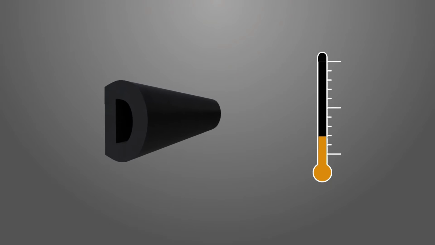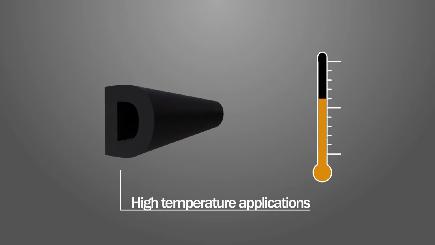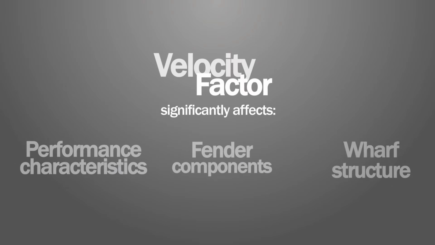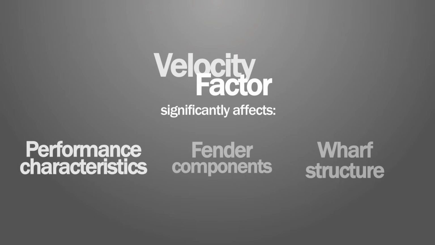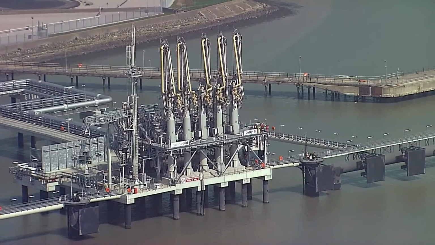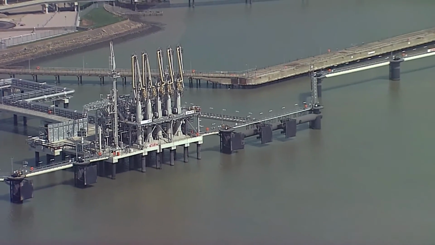Synthetic-based rubber is commonly used in marine fenders as a replacement of natural rubber to improve physical properties, for example, in high-temperature applications. So it is necessary for manufacturers to understand the effect of rubber compound composition on velocity factor. Velocity factor significantly affects fender performance characteristics and therefore fender system components and the wharf structure. Using velocity factor, performance figures should be adjusted to account for design berthing velocity.